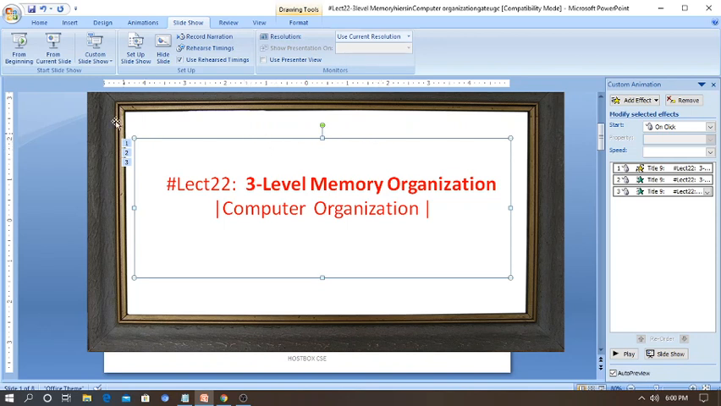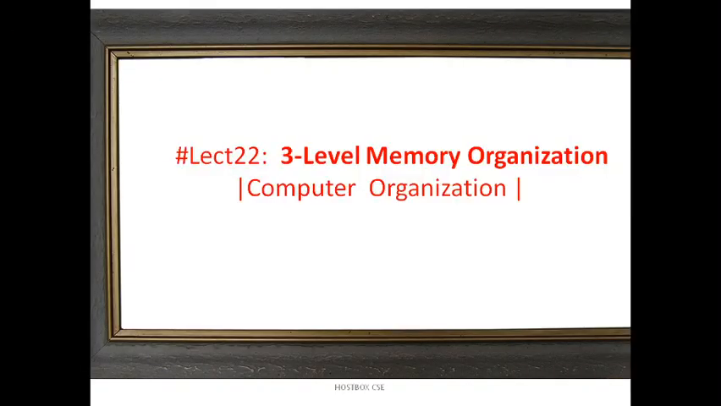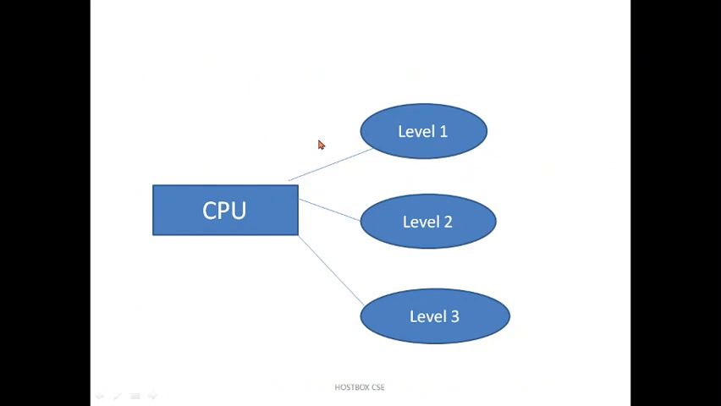Today we are going to see the topic called three-level memory organization, the continuation of the previous one. I hope you understand the two levels of memory organization, where one is the simultaneous method and the other is the hierarchical method. Let's continue here. Today we are going to solve the problem also, then only you can understand.